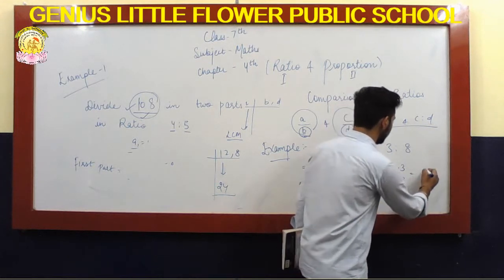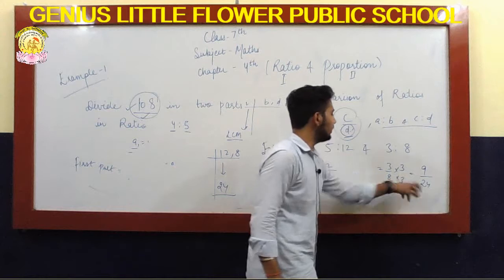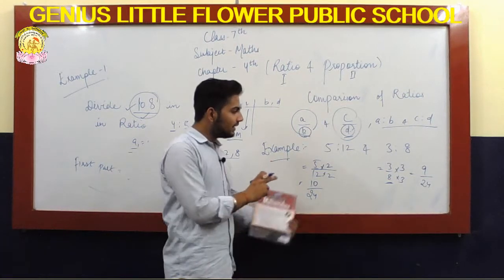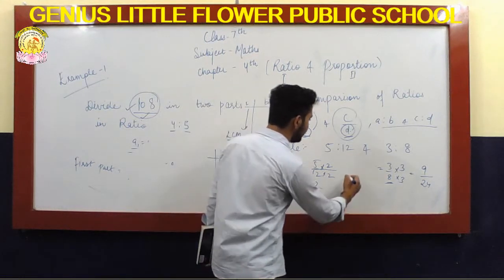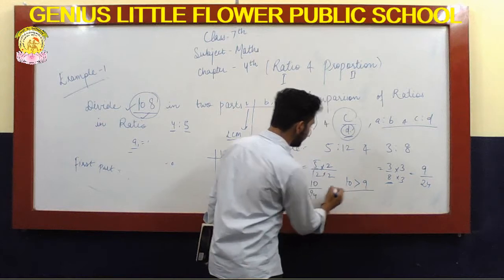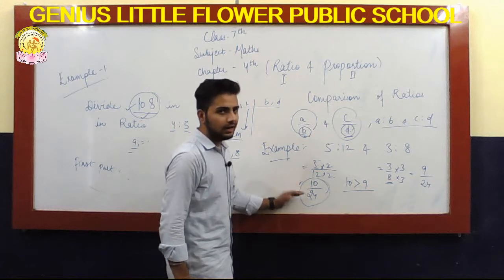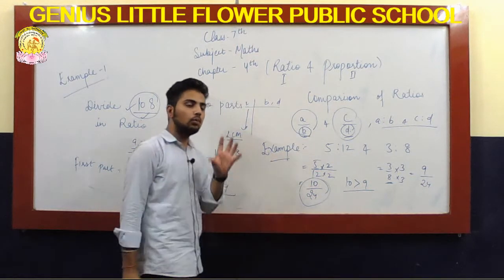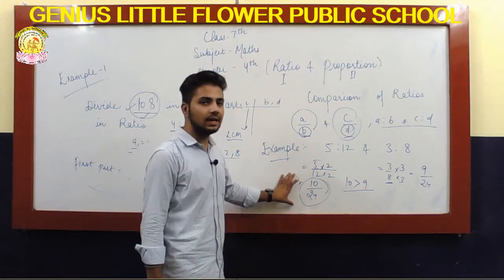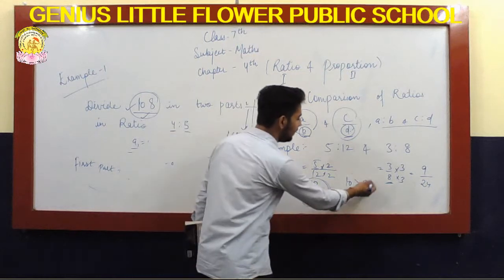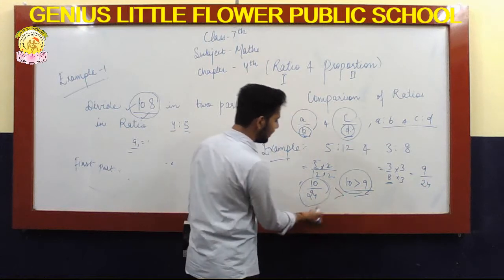So what will you get? 9 by 24. Now you can see you have both denominators the same. So if the denominators are the same, you are going to compare the numerators. As you know, 10 is greater than 9. So obviously the ratio having the greater numerator will always be greater. So firstly you have to make the denominators the same. After that you compare the numerators and get the right answer. So 10 is greater than 9, so obviously this ratio is greater than this.